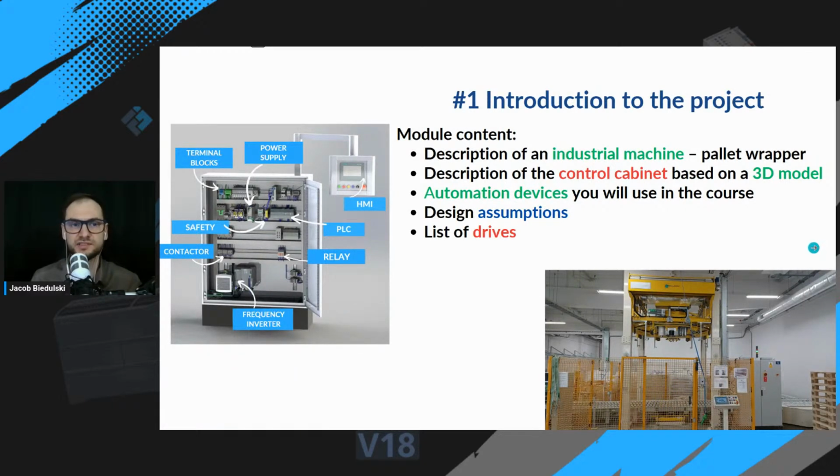So in our Industrial Automation Basics course, we start with an introduction to the project. Here you can find a description of an industrial machine, which is a pallet wrapper, a description of the control cabinet based on a 3D model, and the automation devices that you will use in this course. We'll talk also about design assumptions and the list of electric drives.